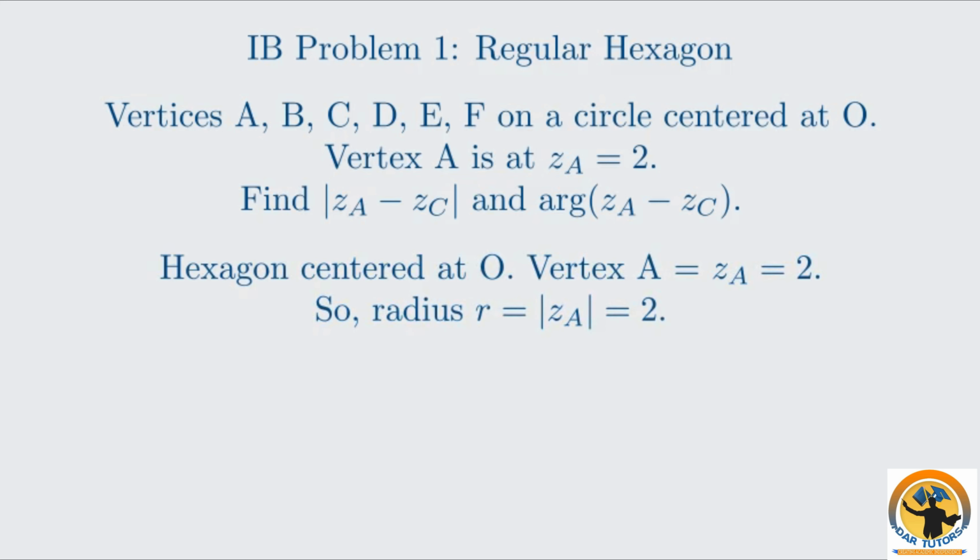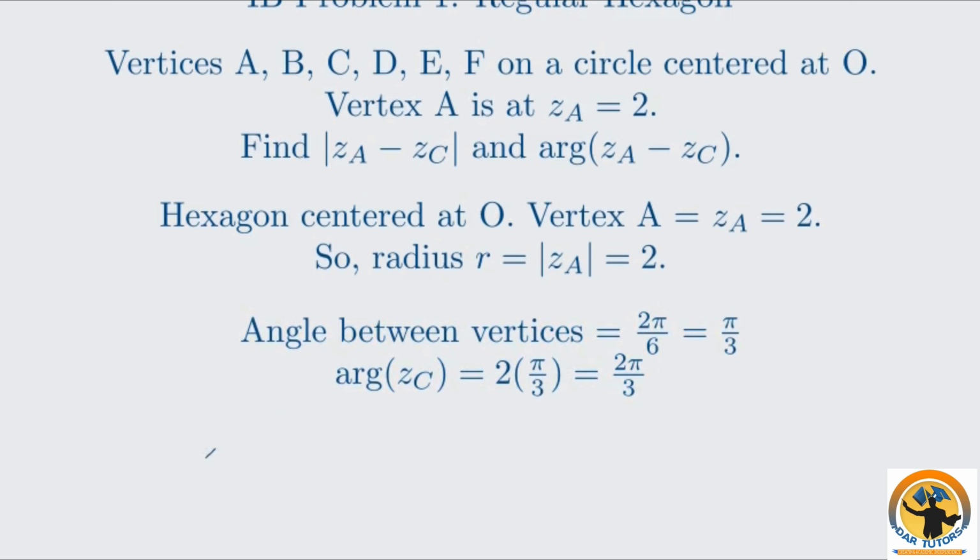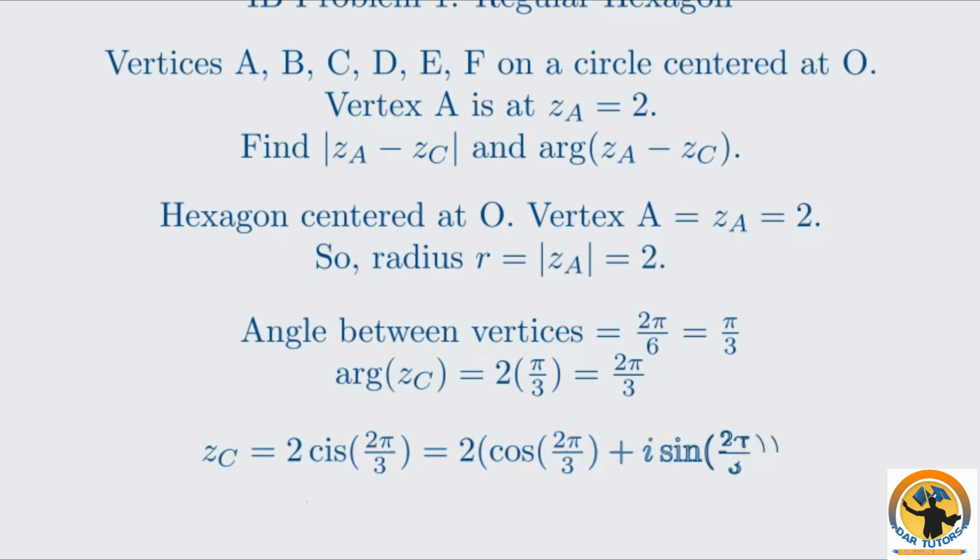The vertices are spaced at equal angles. A full circle is 2 pi, so each angle is 2 pi divided by 6, which is pi over 3. The vertices are spaced at angles of pi over 3. C is the third vertex, so its argument is 2 pi over 3. Therefore, the complex number for C is 2 cis 2 pi over 3, which in Cartesian form is 1 plus i root 3.